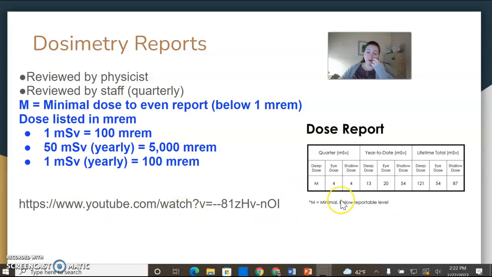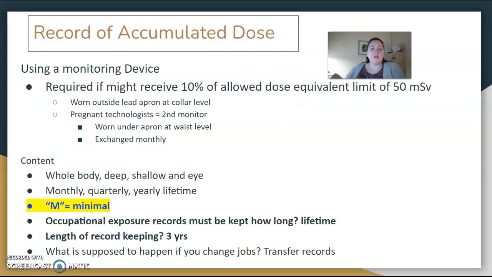There is a YouTube video on it that I put into your Blackboard. If you want to watch that, it breaks down how to read this dose report. But what do I want you to know? M equals minimal dose to even report. Okay, keep that in mind.